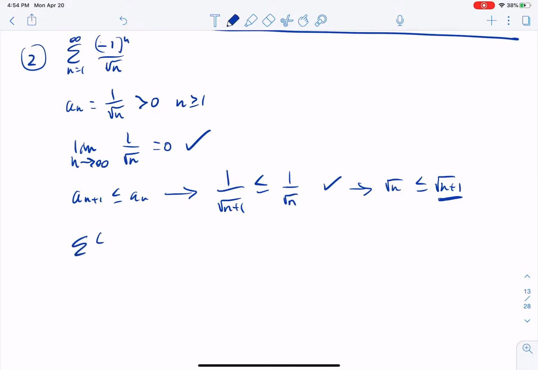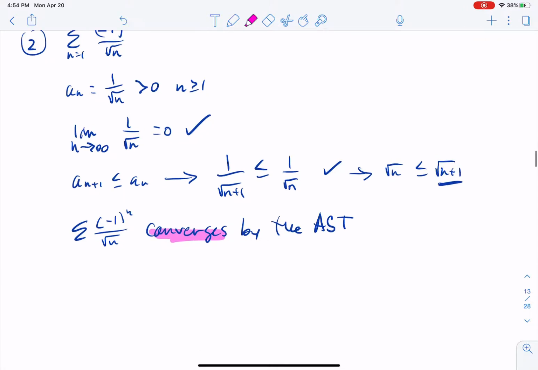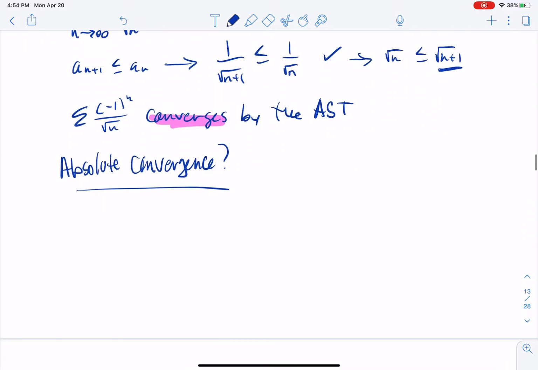Which means that this thing converges. So, -1 to the n over the square root of n converges by the alternating series test. We know it converges. All right, the instructions ask us to take that a step further. Is it absolutely convergent? That's what we're going to check next. Absolute convergence? So to test that, what you do is you just take the absolute value of your terms.